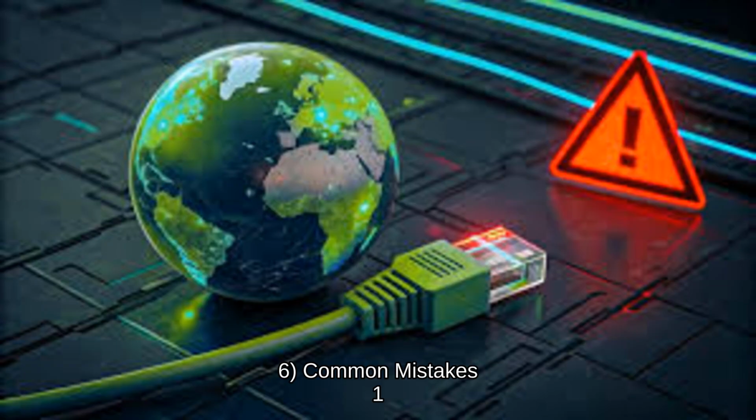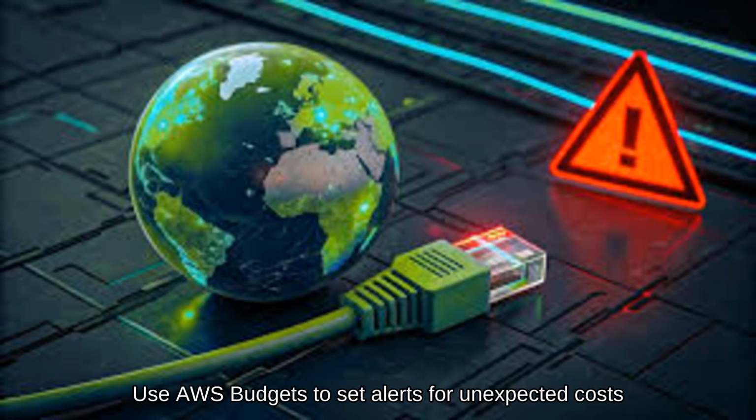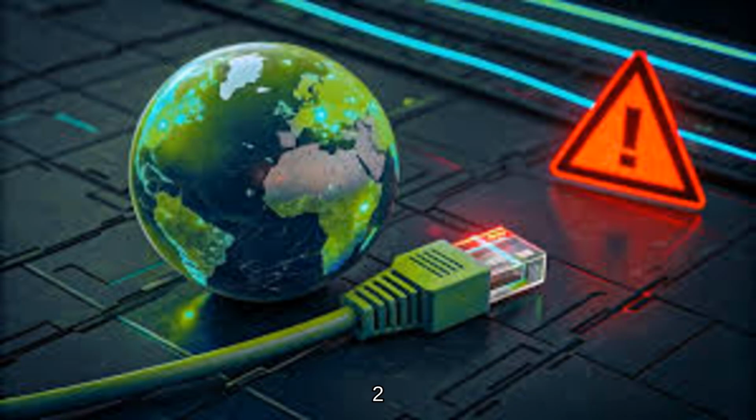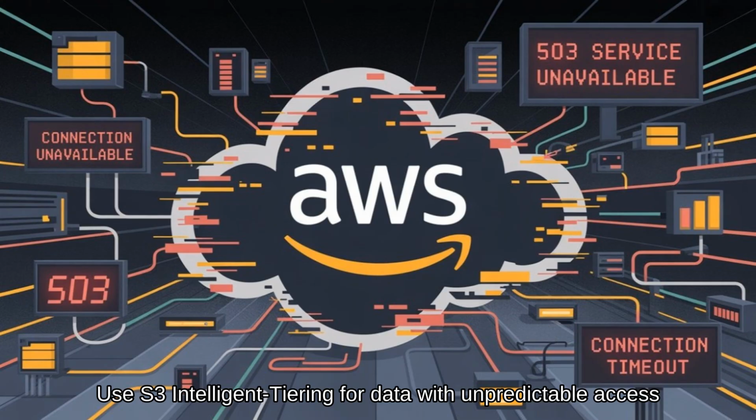Common mistakes. One, ignoring request costs. Fix: regularly review your request metrics. Use AWS budgets to set alerts for unexpected costs. Two, choosing the wrong storage class. Fix: assess your access patterns. Use S3 Intelligent Tiering for data with unpredictable access.